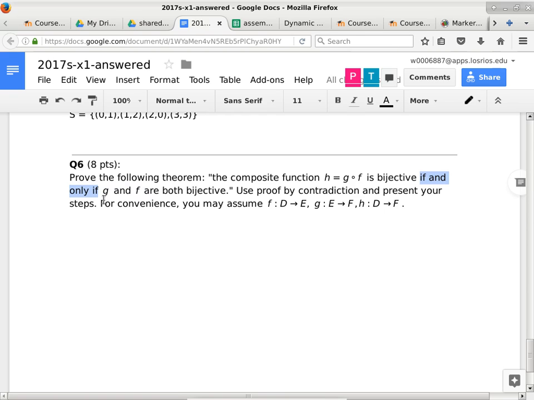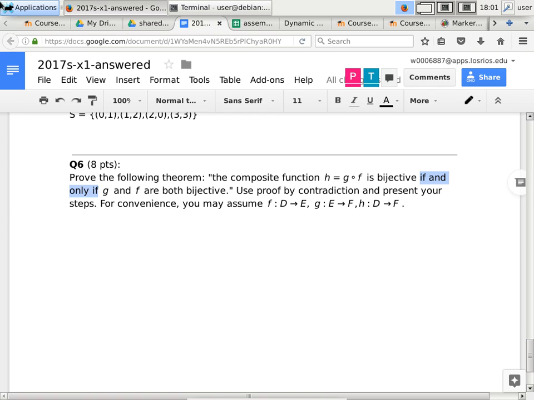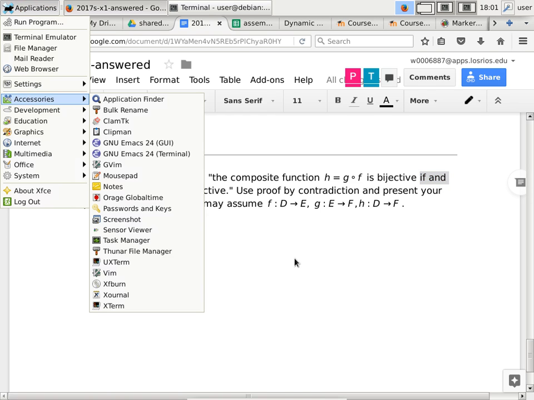If G and F are both injective, then the composite is guaranteed to be bijective. That one is for sure, and it makes sense too. But the other way around doesn't work. If H is bijective, it does not guarantee that the component functions are also bijective. That part is not guaranteed. I can give you a counterexample to show that direction does not work. I'll use the whiteboard, I'll use the projector as an example.